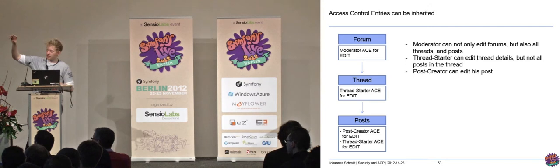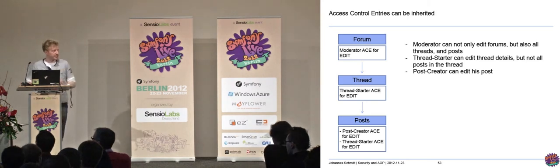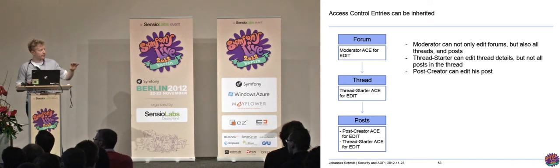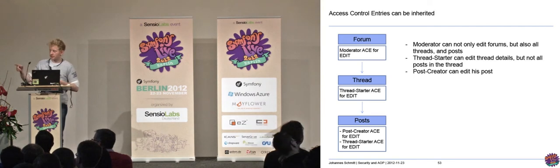So a moderator in the forum would also automatically have access to a thread. And we just need to create a special ACE for edit access in the thread for the thread starter. And then for the posts in the thread, we want to allow the person who has created a post to also change its content, but we don't want the thread starter to change the content.